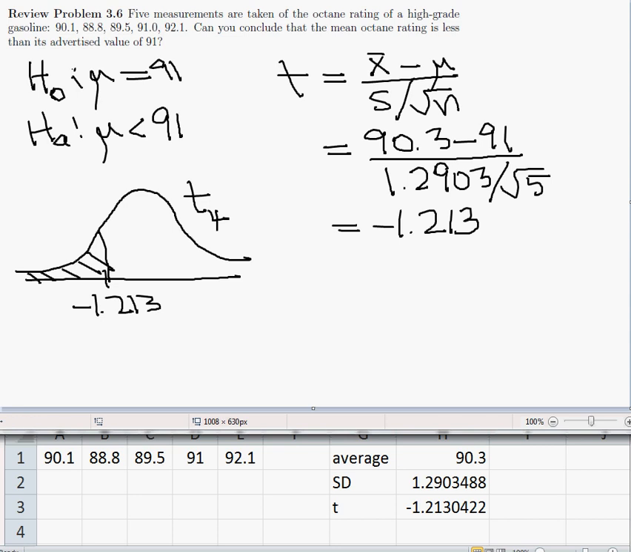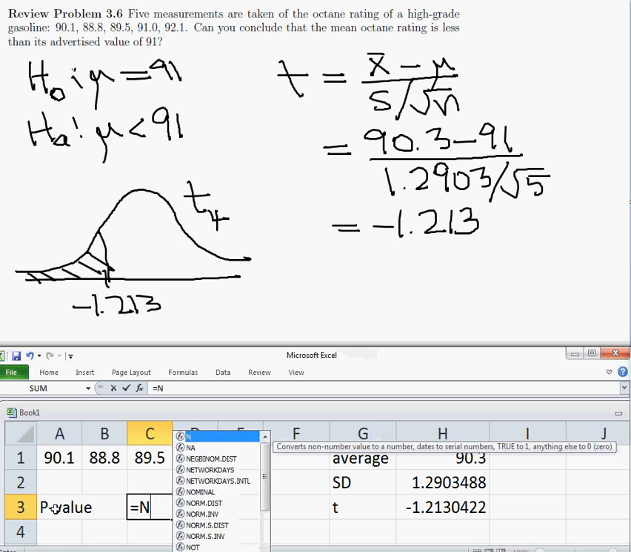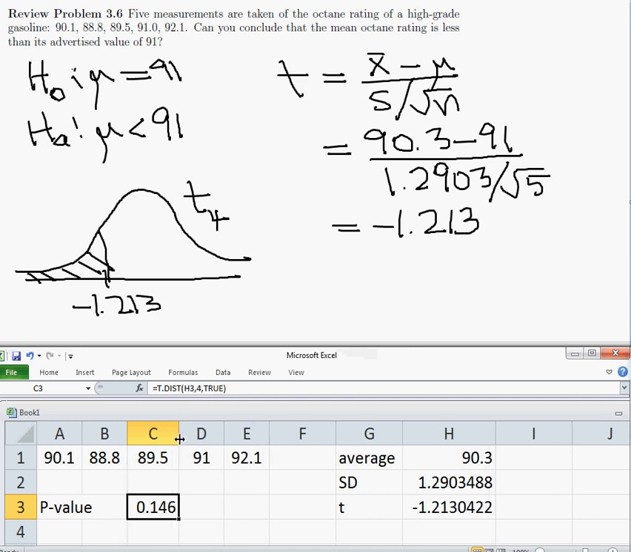And so the p-value will be equal to t dot dist of the t value, which we found to be negative 1.213. We have 4 degrees of freedom, and it's cumulative. So I get a p-value of about 0.146.